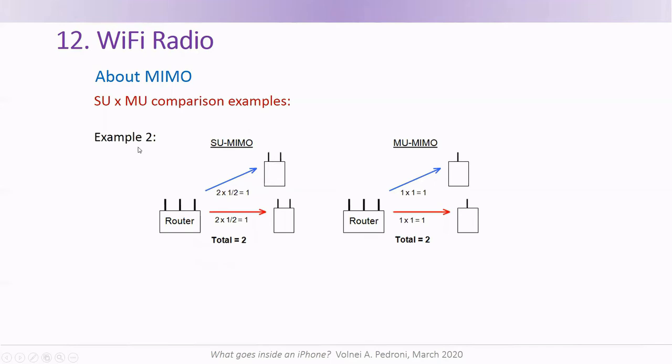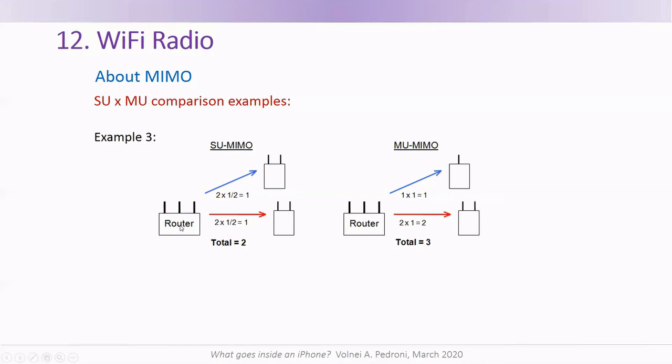Example 2. One of the users has left the environment. So here each user is served during one half of the time with 2 streams. The total is still 2. The total here now is 2. So conclusions, it is a tie, but the multi-user has just 1 antenna, so indeed it wins. And there is MIMO gap in both cases.